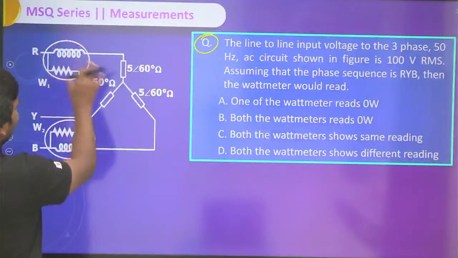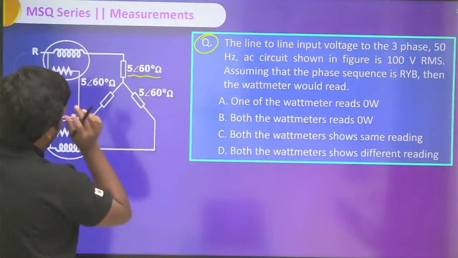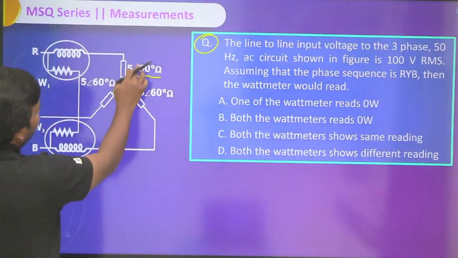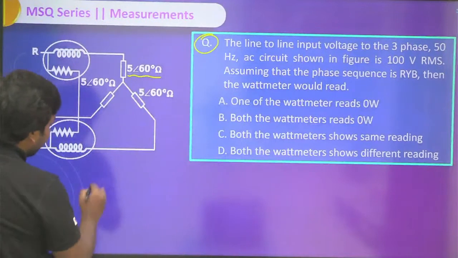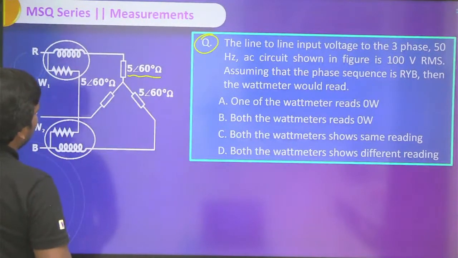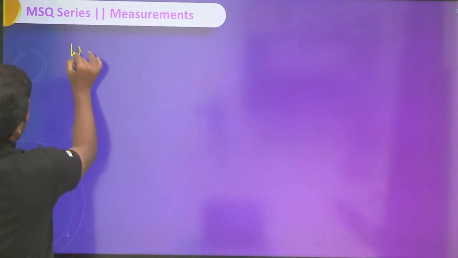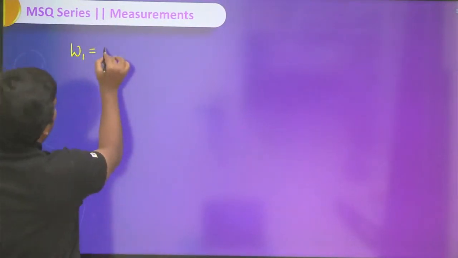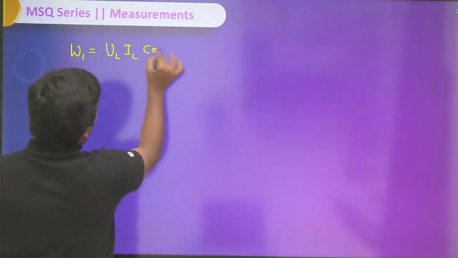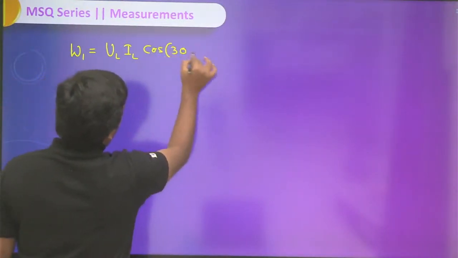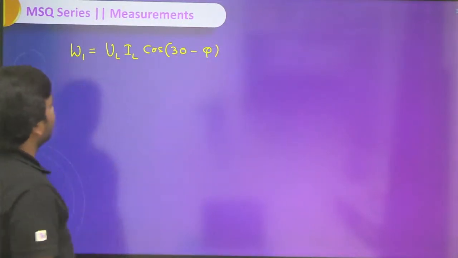Now, when you have a three-phase power measurement like this, of course, this is the magnitude of the impedance and the phase angle. So what would be the wattmeter 1 reading here? Can you tell me? Wattmeter 1 reading, W1, could be written as the line voltage VL into line current IL into cos of 30 minus 5. Am I right? So VL into IL into cos of 30 minus 5.